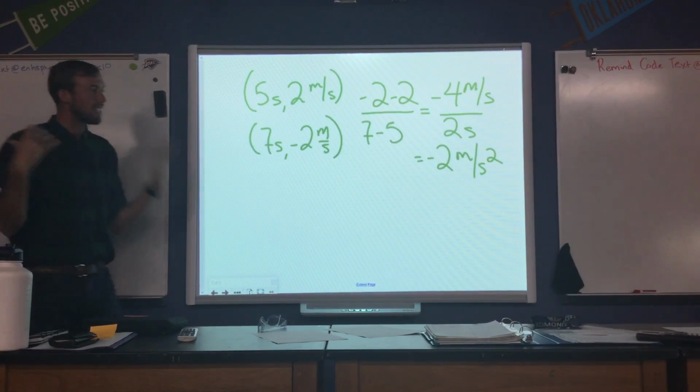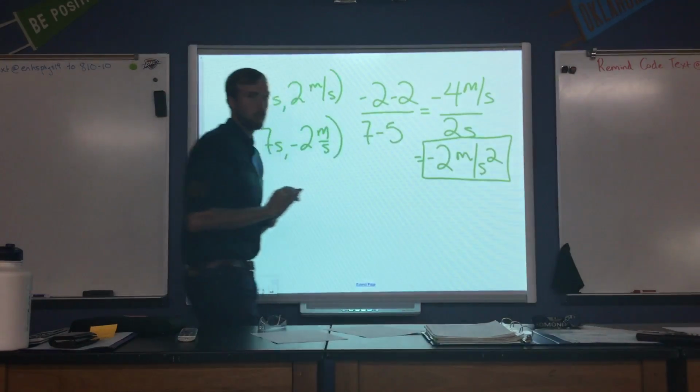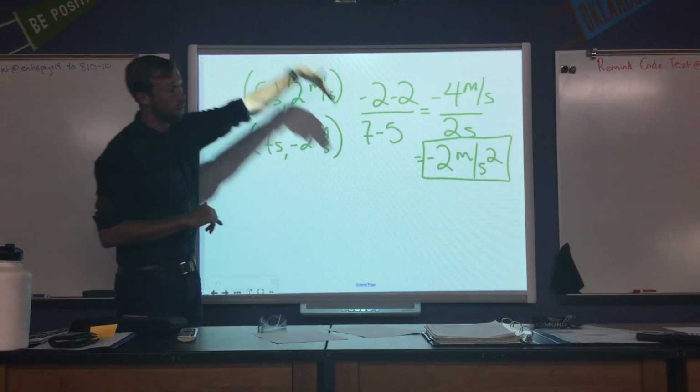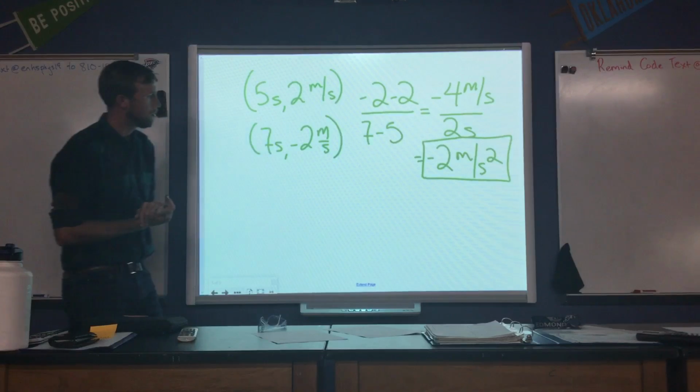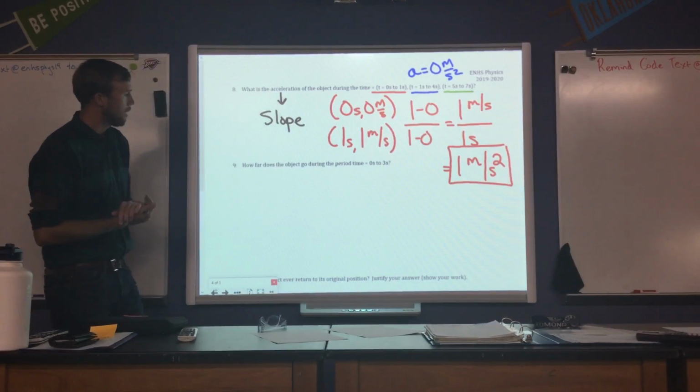Okay, so now we have our acceleration during this time interval. Negative 2 meters per second squared. Negative because our slope is negative, and that means our velocity is going toward the negative direction. Okay, so now we have our last value here, for number 8.